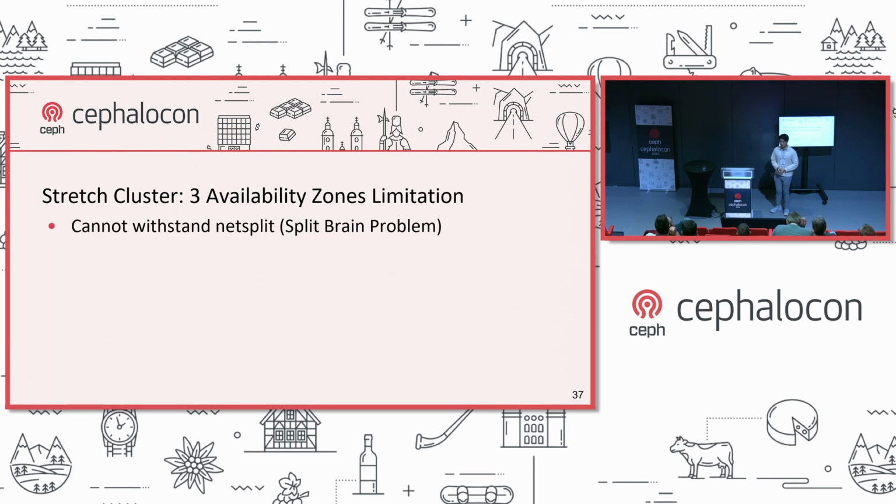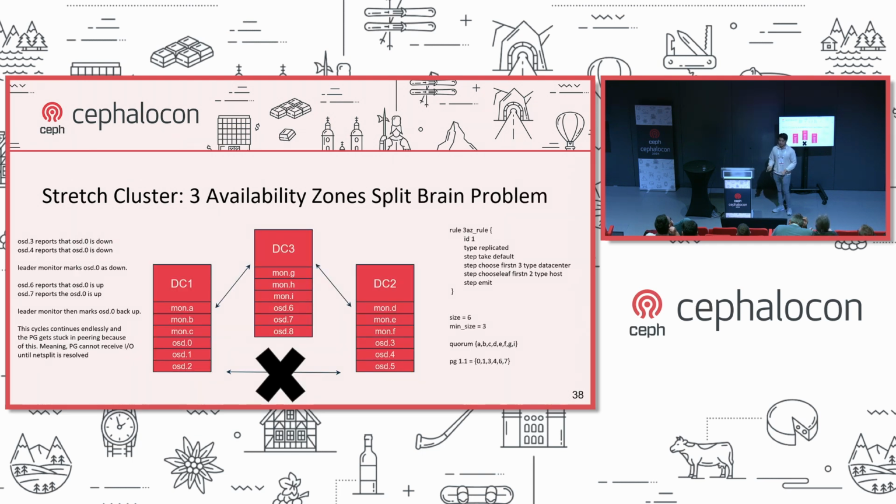So I want to talk about some limitations with 3 availability zones. Currently, we have a split brain problem if we were to do a net split between 2 data centers. I will demonstrate what I mean by that. Again, we have our 3 availability zones, and DC1 and DC2's connection is cut, so there's a net split between them.